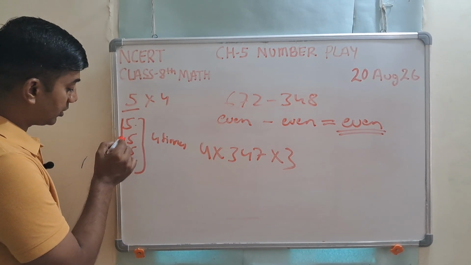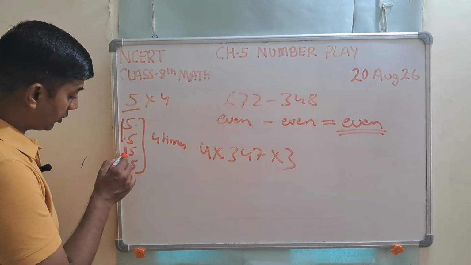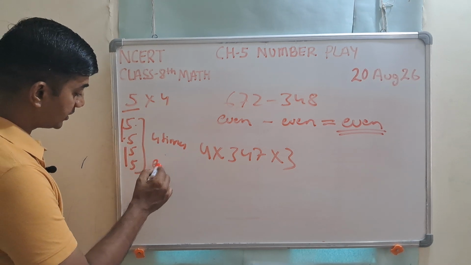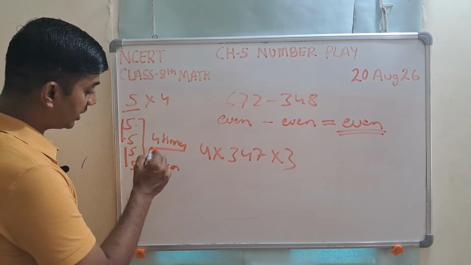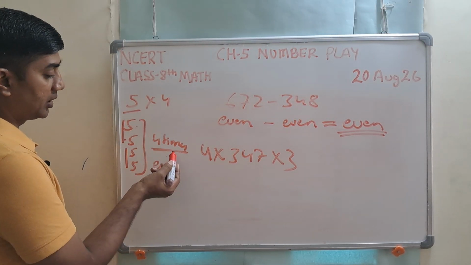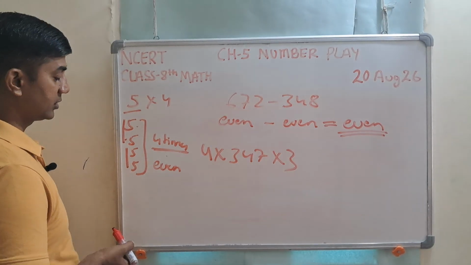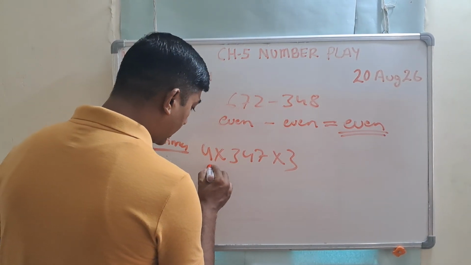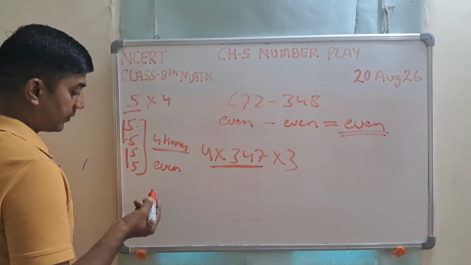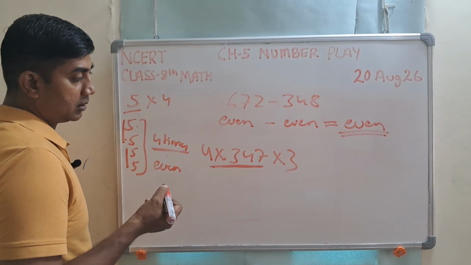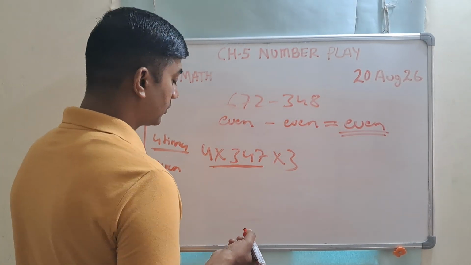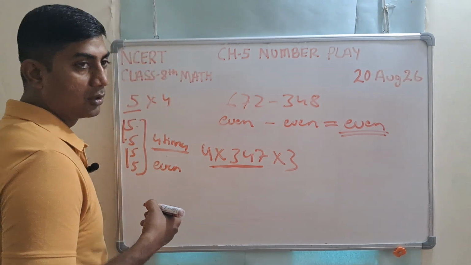When we add odd plus odd, it gives even, and then again odd plus odd gives even, and when we add even plus even, the result is even. It means that if we multiply an odd number by an even number, the result is always even. Understood? So when we multiply an odd number with an even number, the result is again always even.